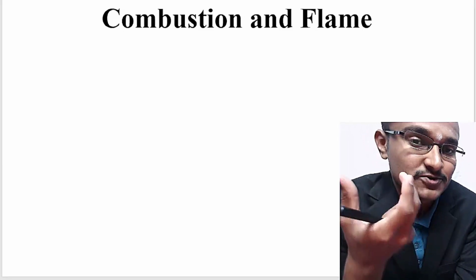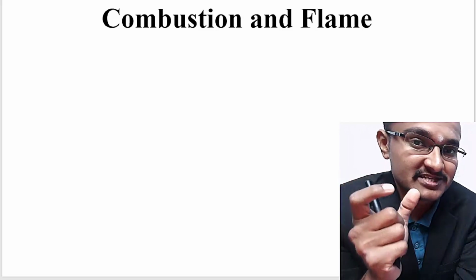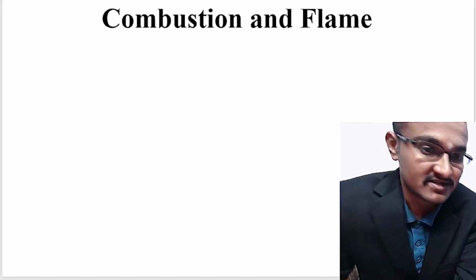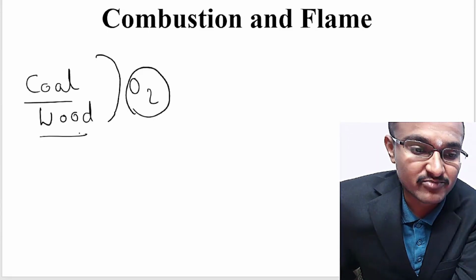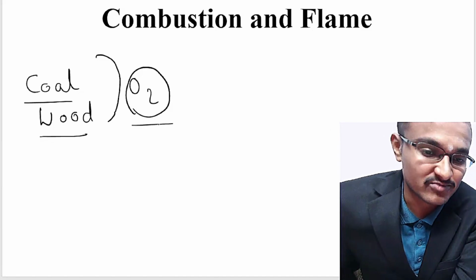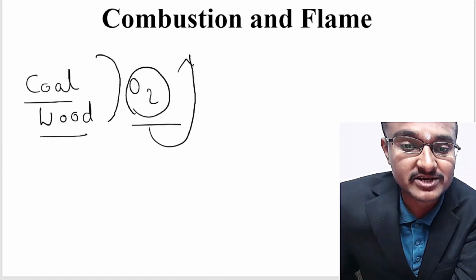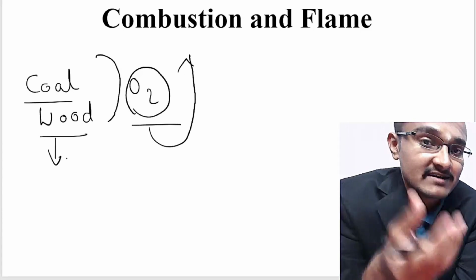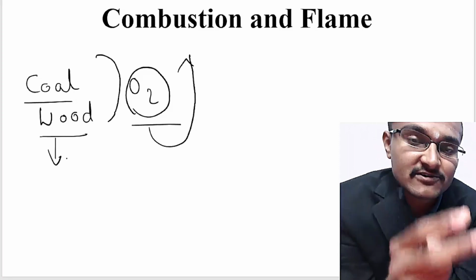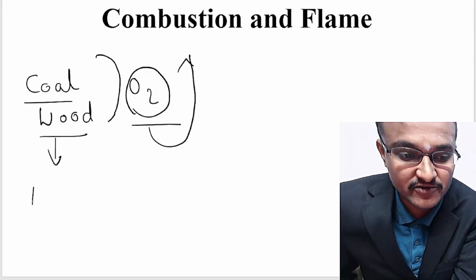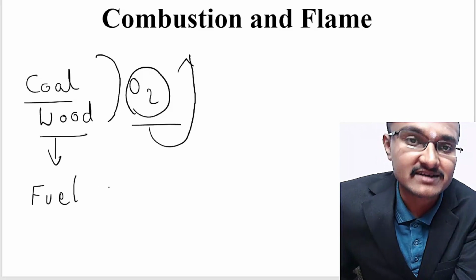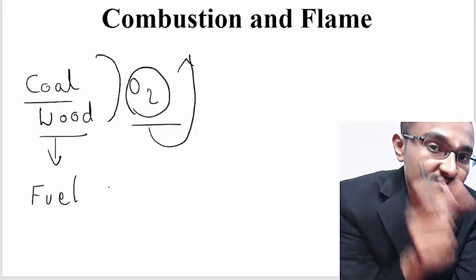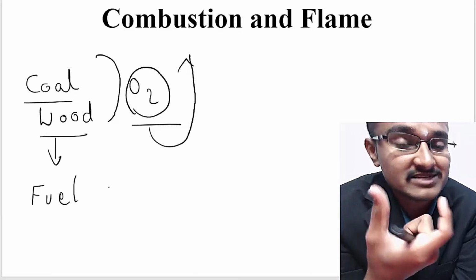What do you mean by combustion? Whenever any object or any substance burns with the presence of oxygen in the atmosphere, it is known as combustion. Any substance like coal and wood, if it burns in the presence of oxygen in the atmosphere, that kind of process is known as combustion. These kinds of things which burn with the help of oxygen and give heat energy outside are known as fuels. So when fuel is burned in the presence of oxygen, we get flame, we get heat energy. That kind of burning of fuel in the presence of oxygen is known as combustion.